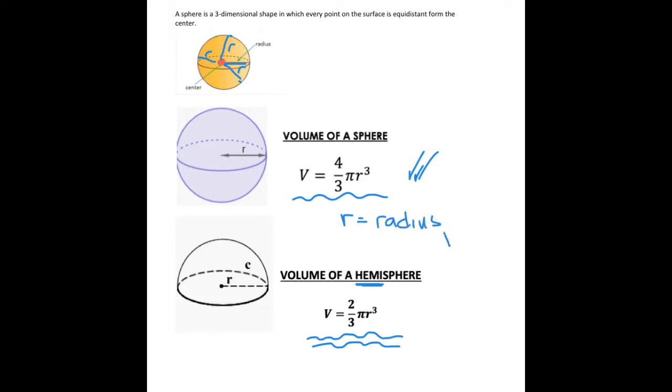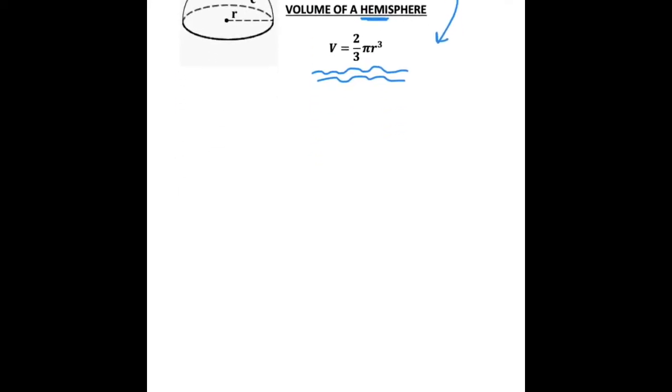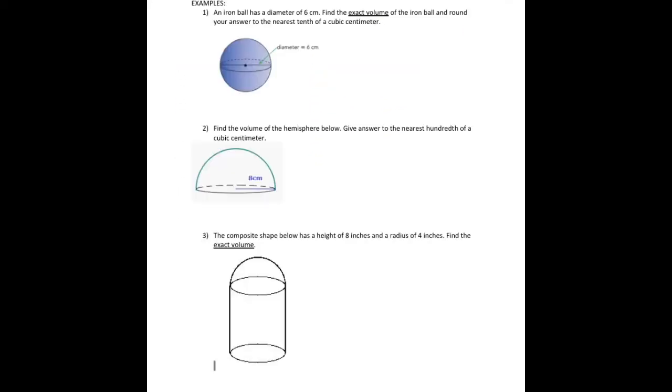So it doesn't matter whether you're trying to find the volume of a sphere or a hemisphere, we still need to have the radius as our given measurement. All right, so let's just jump into some examples.